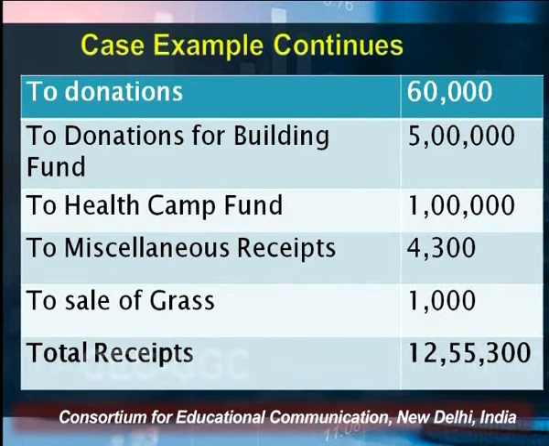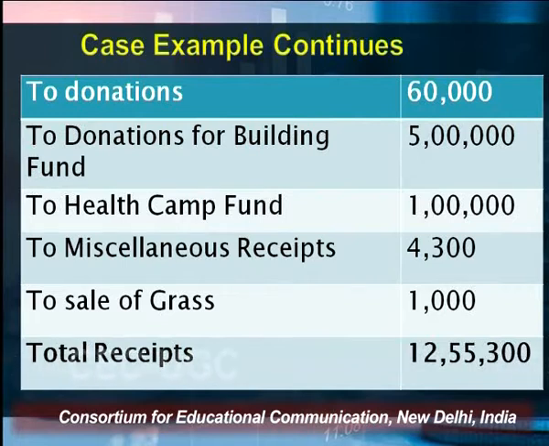Then it says to health camp fund. Again, this society has received a certain fund to organize health camps. So 1 lakh is a particular fund amount received, and it is not going to be taken as a revenue item. The next item is miscellaneous receipts, 4,300. Then sale of grass. The society may have certain open fields where grass grows, and the society sells it and receives 1,000 rupees out of it.